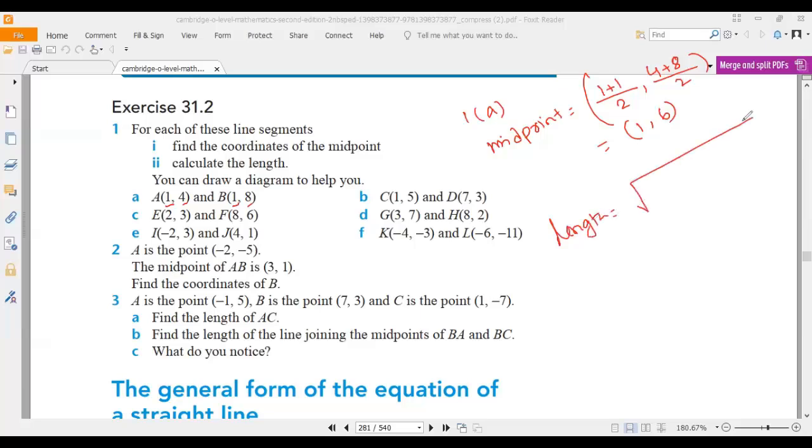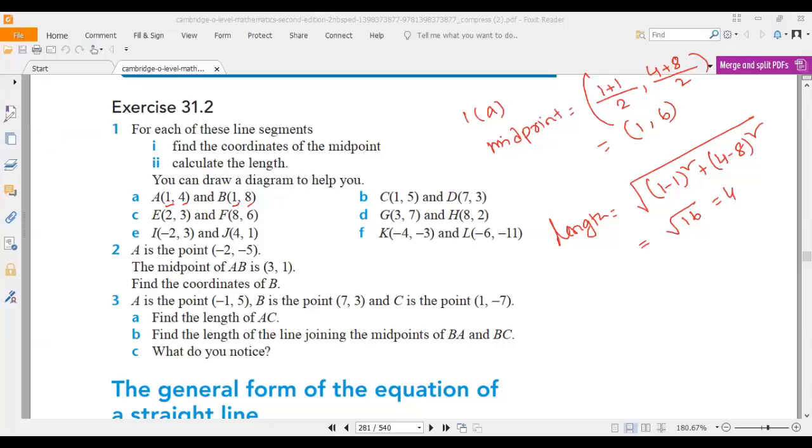Length will be square root of x1 minus x2 whole square plus y1 minus y2 whole square. So 1 minus 1 whole square plus 4 minus 8 whole square. 4 minus 8, that will be 4 square. 4 square means 16. So square root of 16 will be 4. So the length of this line will be 4. And you can draw a diagram to help you.